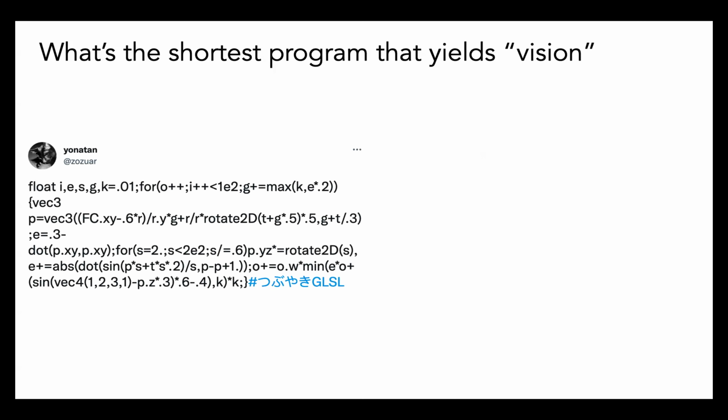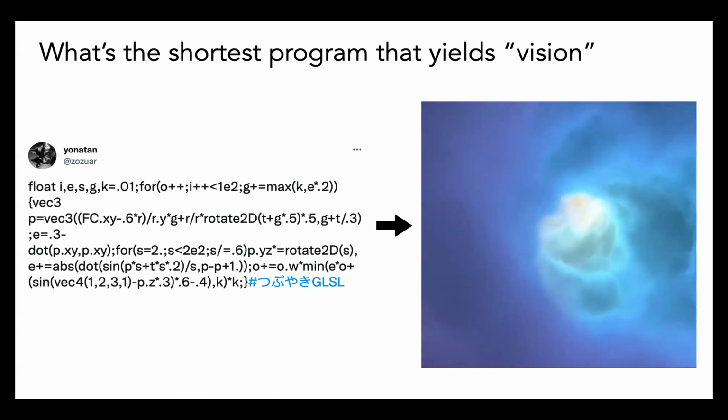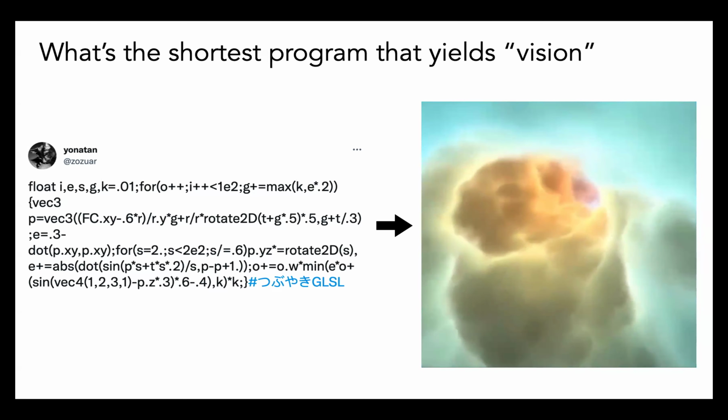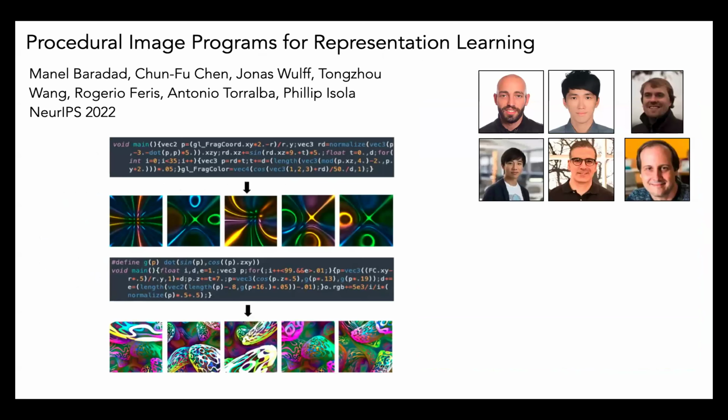So we use these programs, things that people online like to compete over in the demo scene community. They try to make really short programs that generate complex visual experiences. Here's a tweet that generates, under the OpenGL shader language, the movie on the right. These are really fun, a cool artistic endeavor. We explored that in this paper on procedural image programs for representation learning, again with Manel and a few other co-authors.